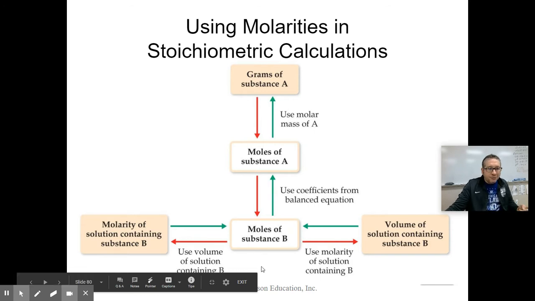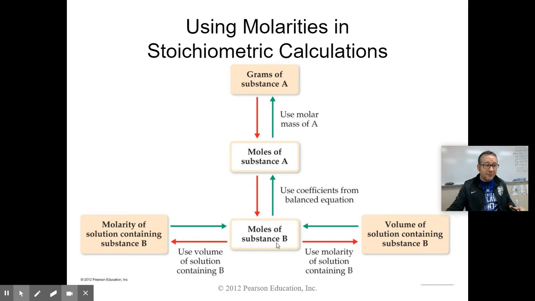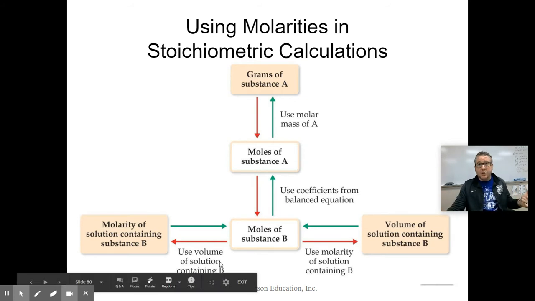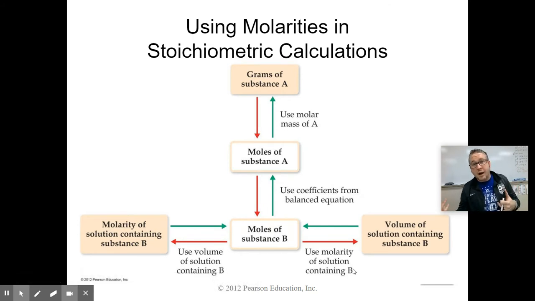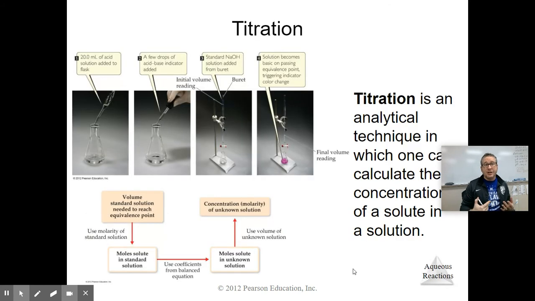Really, one of the only differences between this flow chart and other flow charts is we're just going to be incorporating molarity. So once we get to substance B, our unknown, and how many moles we have, we can use the volume in liters of substance B to get the molarity, or go the other direction and use the molarity to help determine how much volume of substance B we would need in neutralization reactions. It's really what we're using this flow chart for, neutralization reactions, okay? So oftentimes we use stoichiometry and molarities in a process called titration, okay?